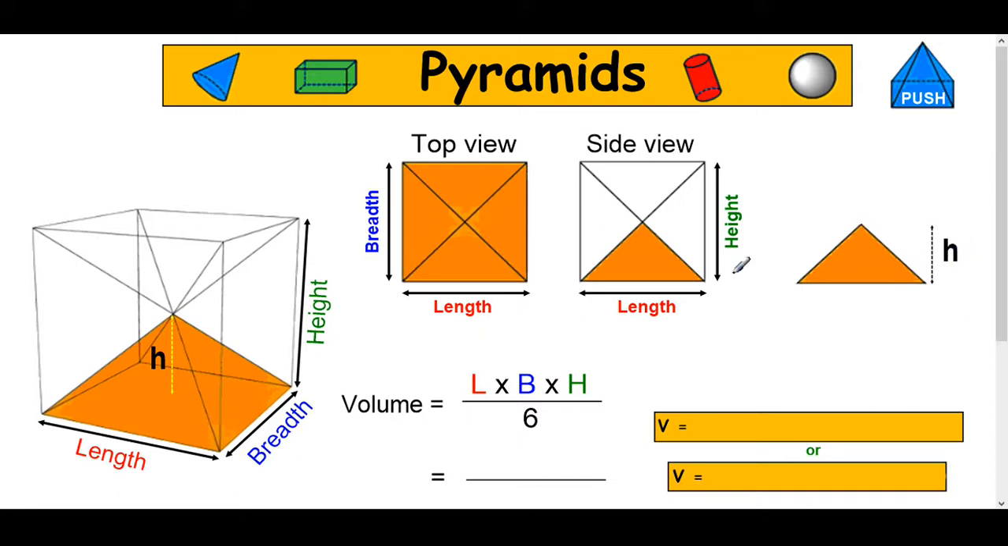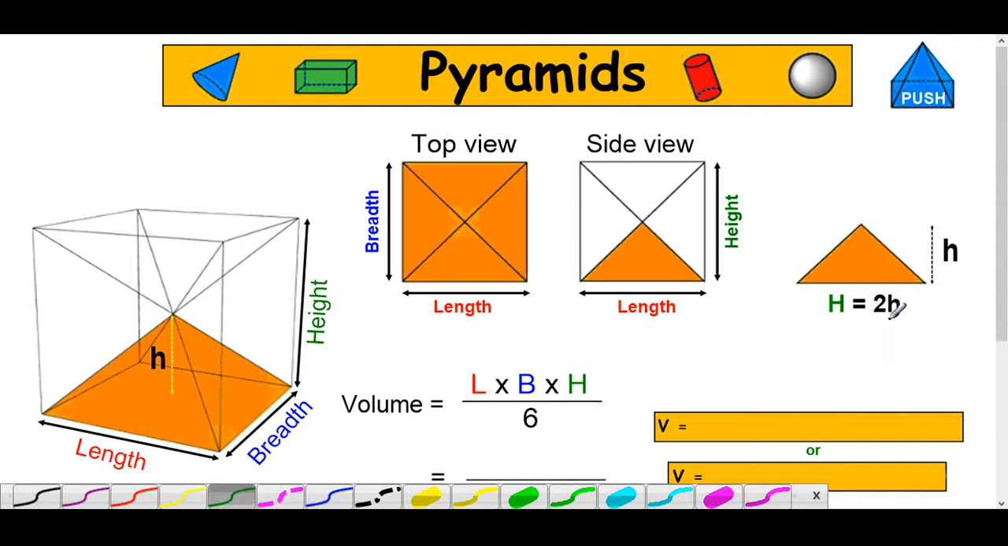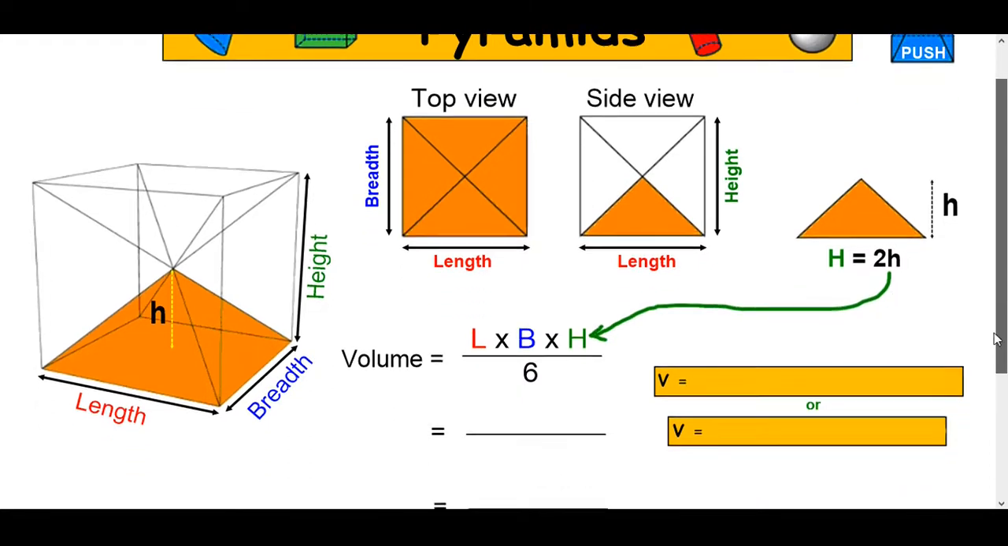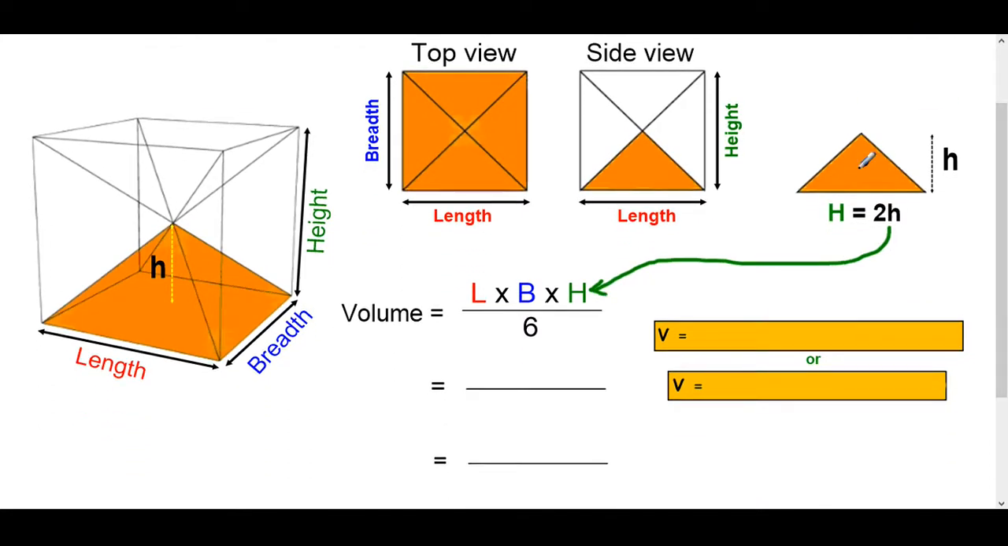So what we can assume here is that if this goes up to the center of the cube, this bit here, then 2 of these wee h's make up the big height. So I'm going to write that. The big H, the green height here, is equal to 2 of these small h's. I'm going to use this to substitute in here. So instead of having the big H, which is the height of the cube, I'm going to relate it to the height of the actual pyramid. So I'm going to basically replace that. Watch this. L times B times 2h over 6.